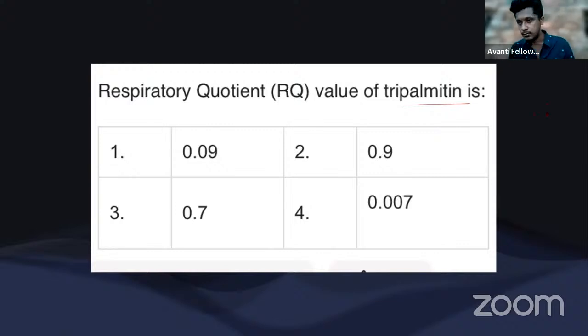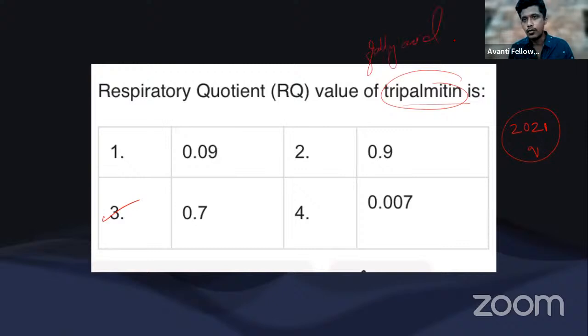You know what? This was a 2021 question. That's why I stressed upon this topic while I was teaching in the beginning of this session. Correct? Absolutely right. Your answer is 0.7. So tripalmitin is nothing but what? It is a fatty acid.